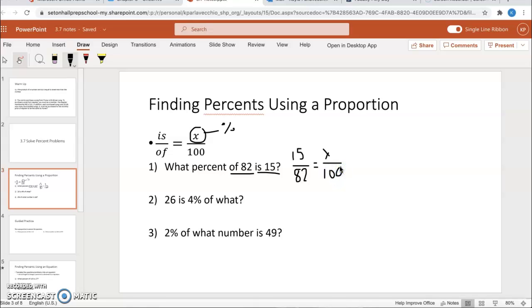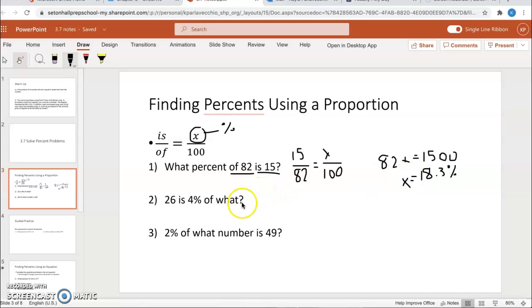To solve our proportions, we just cross multiply as we've been used to doing. So we'd have 82x is equal to 1,500. And then we go ahead and solve for the variable, and we would get roughly x being equal to 18.3. Normally, I like to give questions where you're not getting a decimal, you'd get a nice integer or really a whole number.